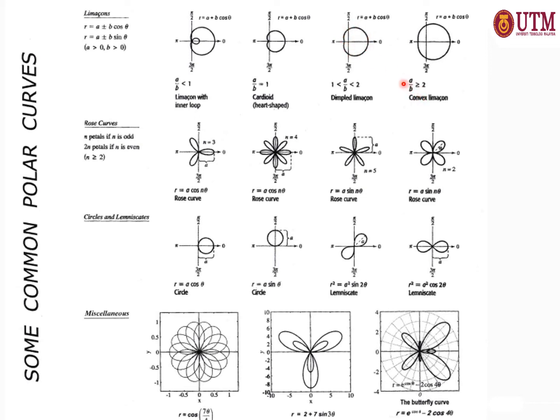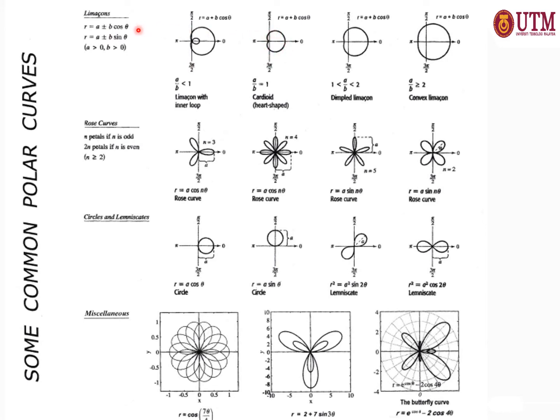And if a over b is greater than or equal to 2, it is a convex limacon. But you can see it is not an exact circle. So that is for limacons. However, for the special case a over b equals 1, this is not called a limacon. It is called a cardioid. So the shape depends on the values of a and b. If a and b are the same, the shape is a cardioid.